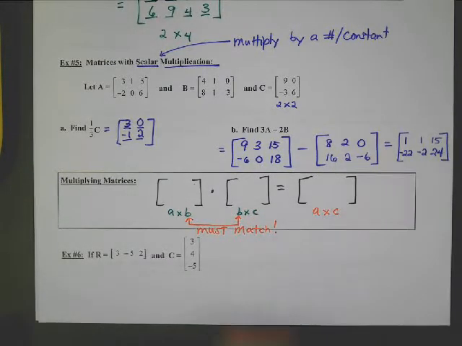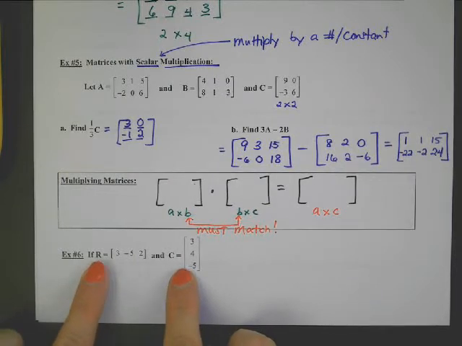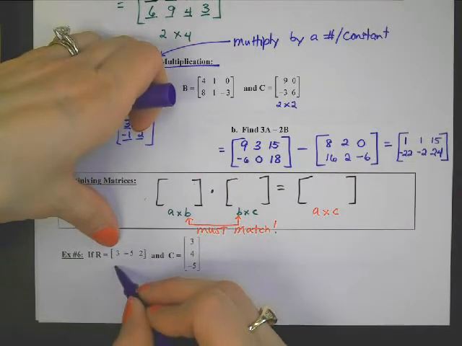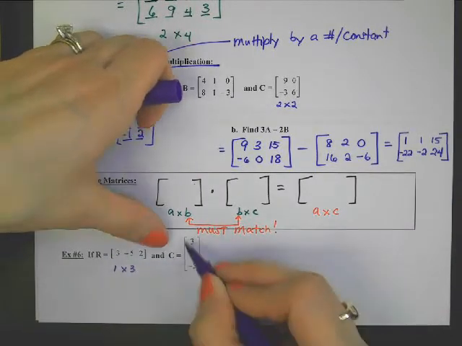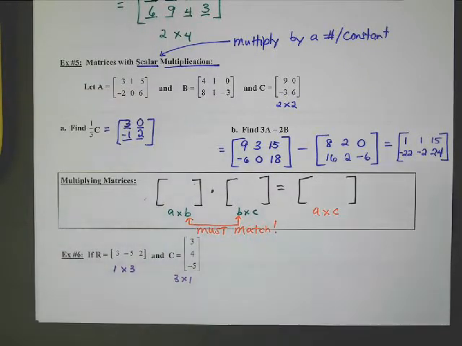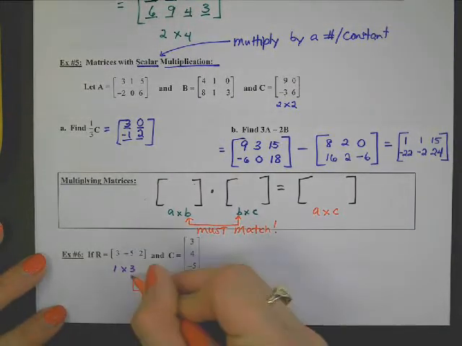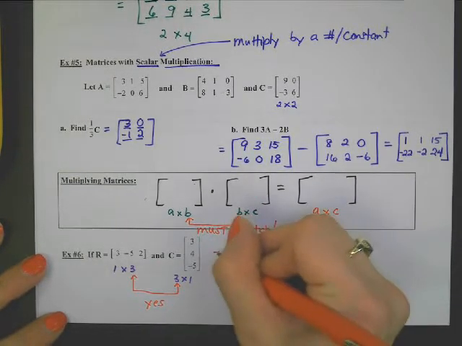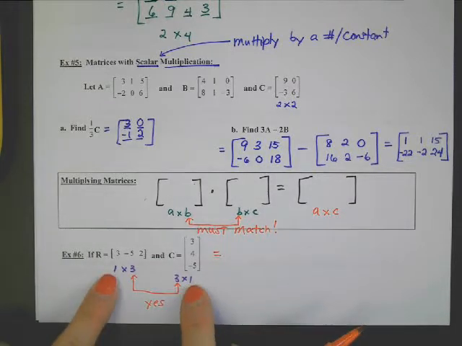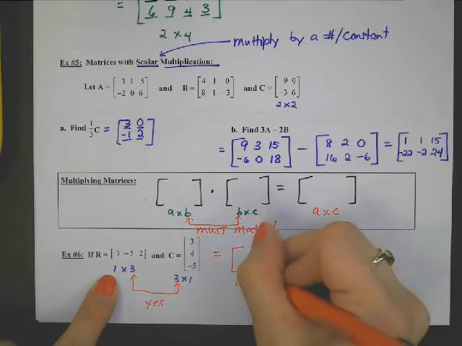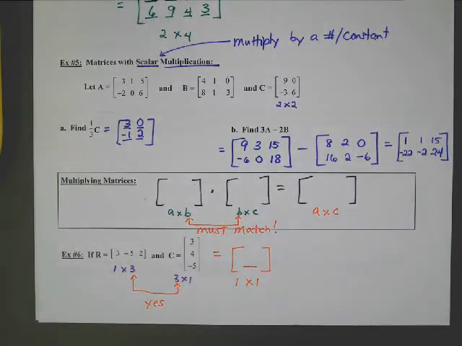Okay, let's take a look at this one here. R and C. Can we calculate R times C? Well, let's figure out the sizes. This matrix here is a 1 by 3. And this matrix goes down 3 over 1. This is a 3 by 1. So are these two matrices able to be multiplied? We've got a 3 and a 3. So the answer is yes. They can be multiplied. And the size of your answer is going to be 1 by 1. That's very small. That's just one entry.